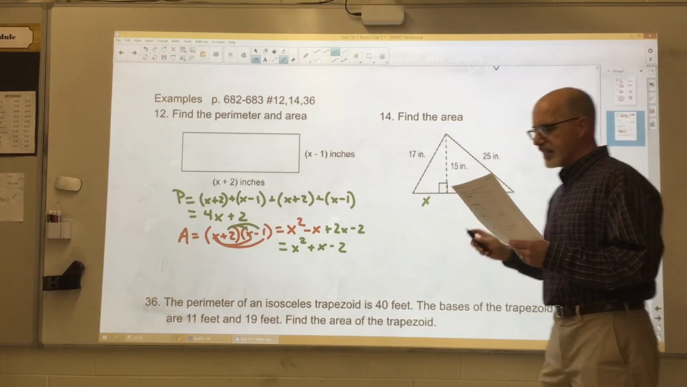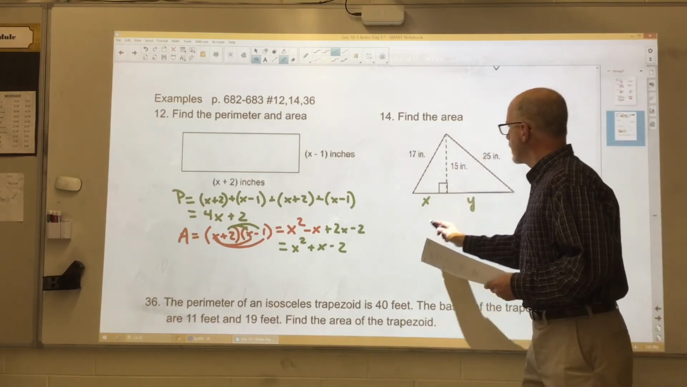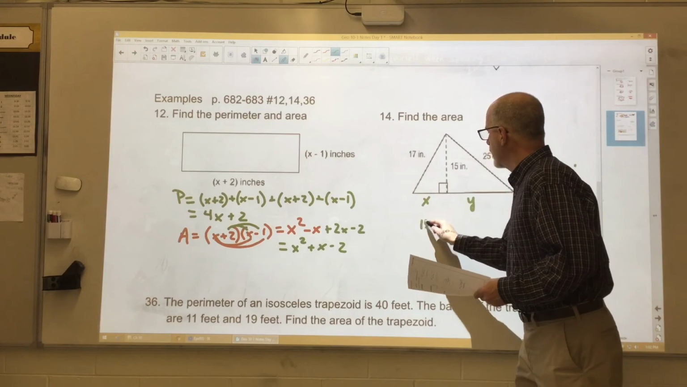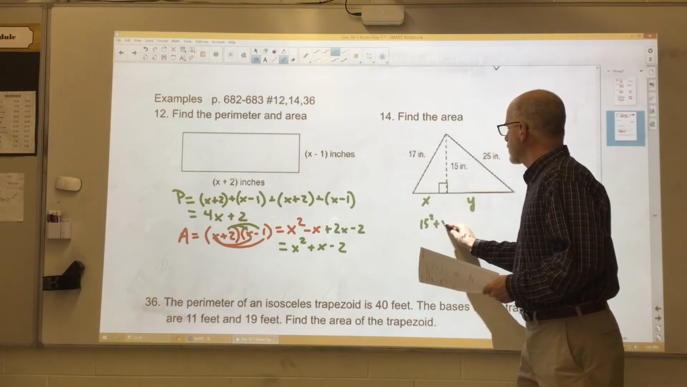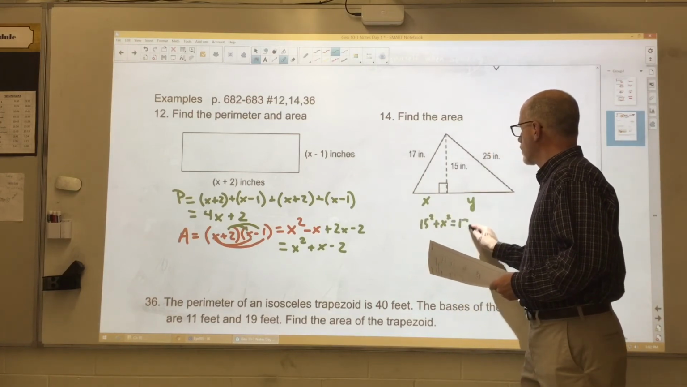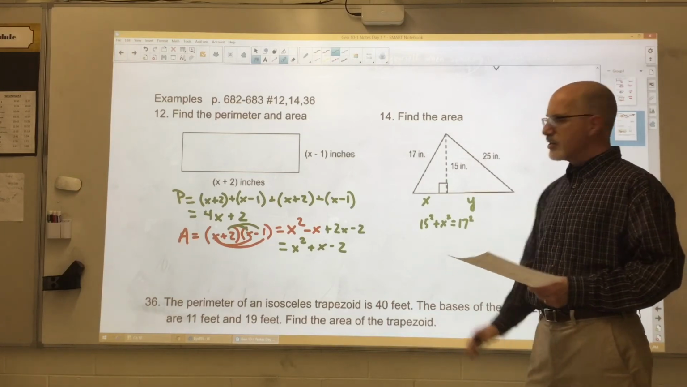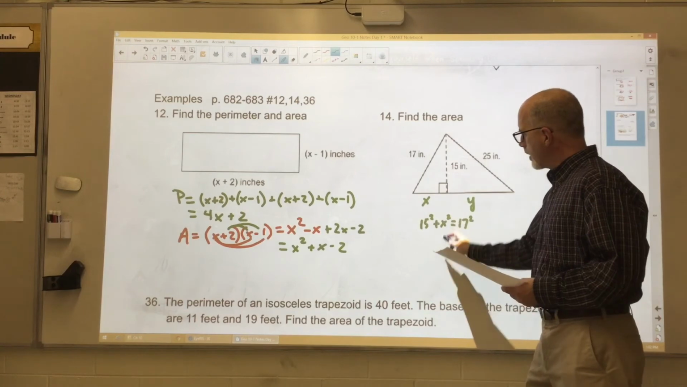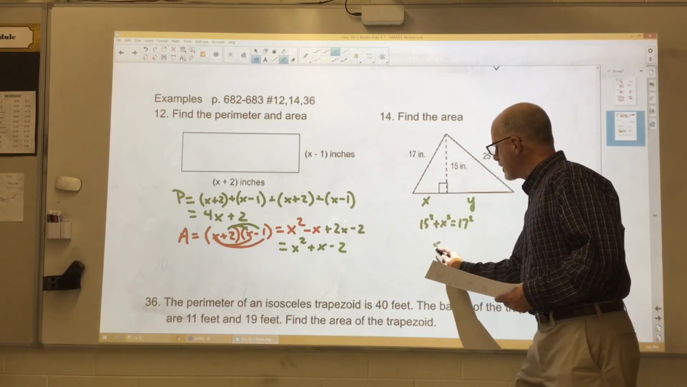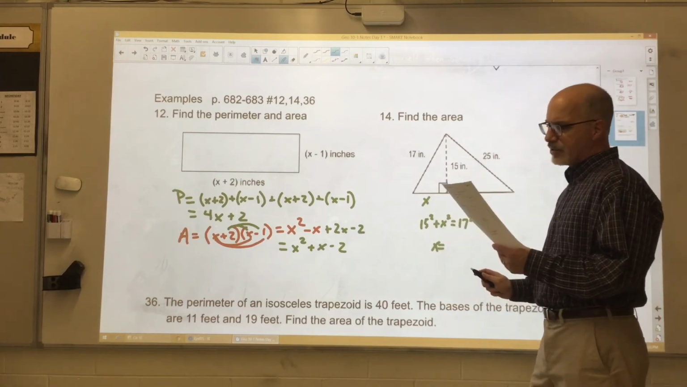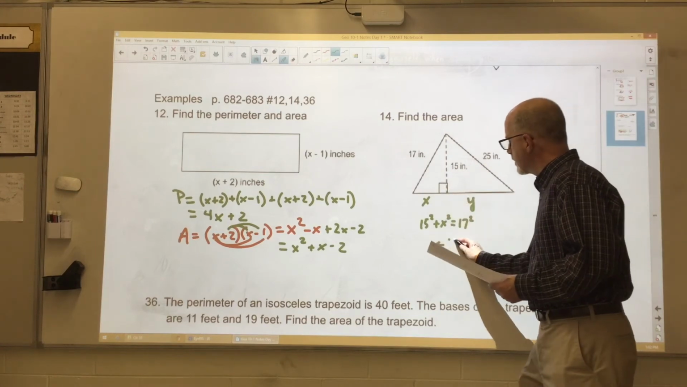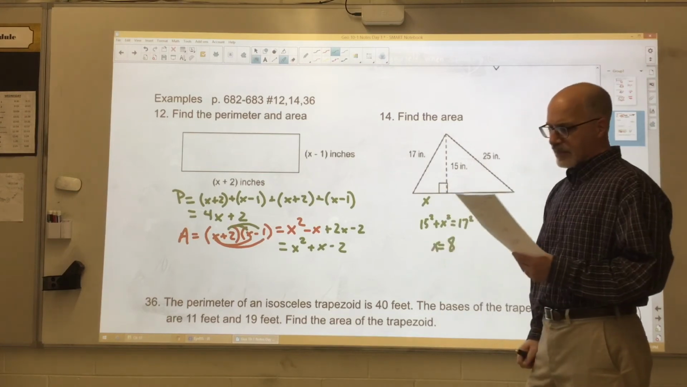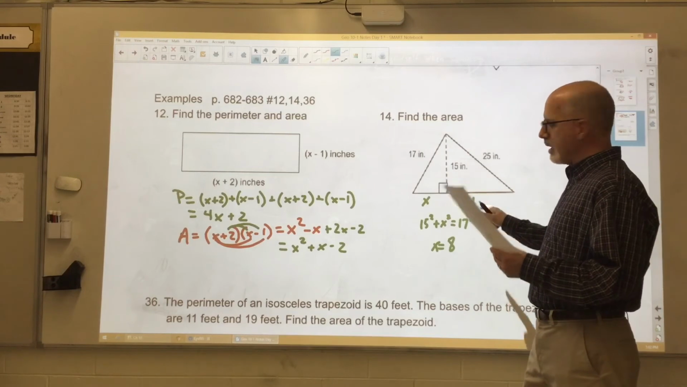So first of all, to get this first one here, I'm going to go 15 squared plus x squared equals 17 squared. And if I were to solve that, do 17 squared, subtract 15 squared, and take the square root to get x, I get x equal to, in this case, 8. Okay? And then for this other one, I'm going to do the same thing.